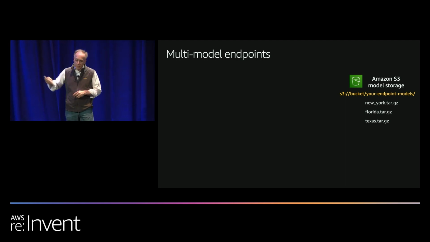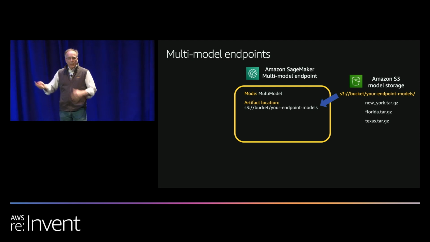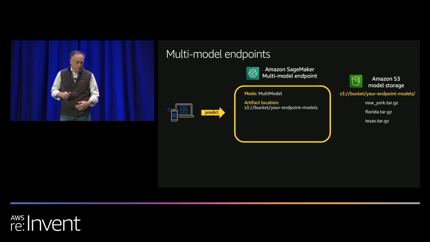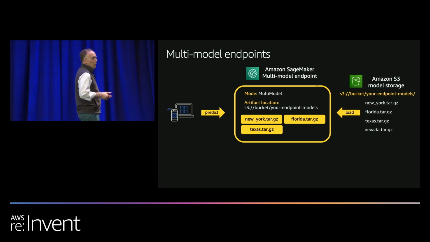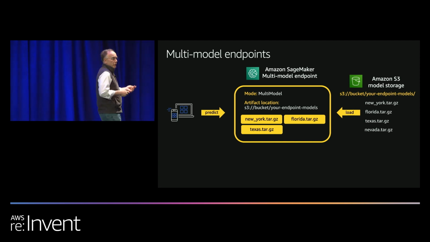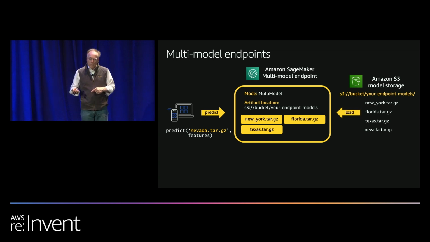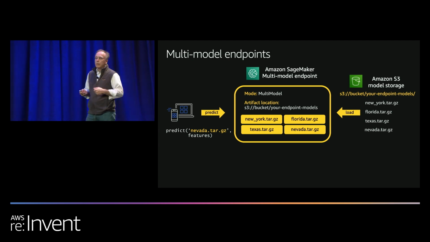You put your models into S3. You spin up a multi-model endpoint that knows about that location. The clients come in and make predictions. SageMaker will automatically load those models as it needs them. You can add other models. And if a prediction comes in for that new model, SageMaker will load that as well, and all under one endpoint.